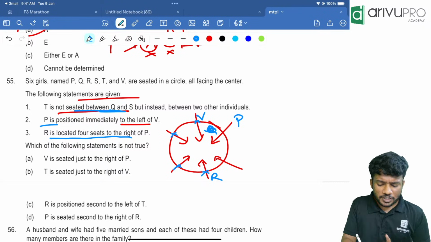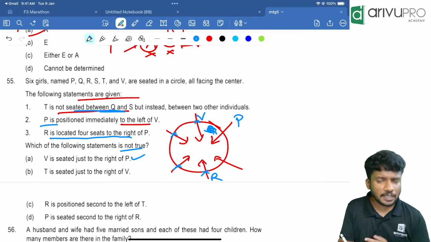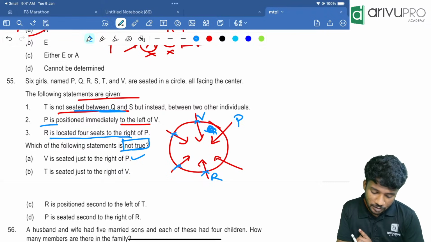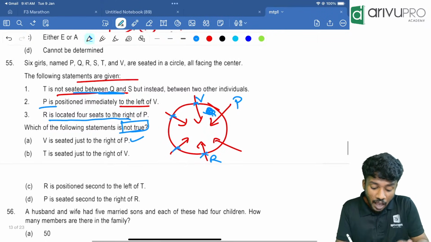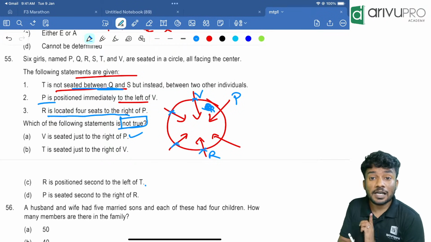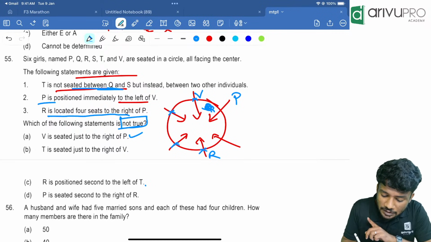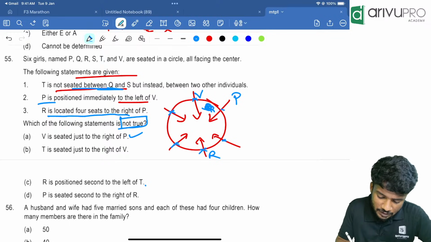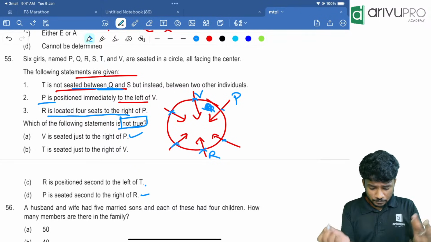Yes. Which of the following statements is not true? V is seated right of P. That is a correct statement. They are asking for not true. T is seated just to the right of V. We don't know. We need to check that. R is positioned second to the left of T. That also we don't know. We need to check. P is seated second to the right of R. That is correct. Yes, these two statements are correct. Either option B or option C should be wrong.